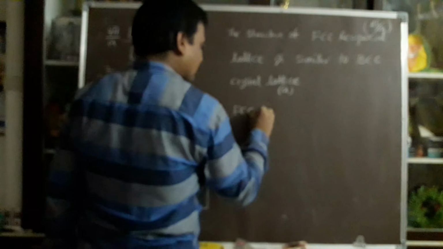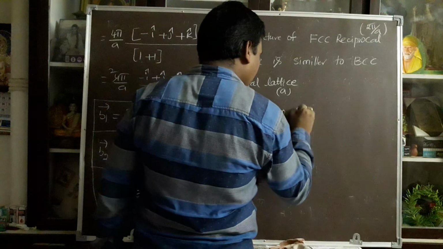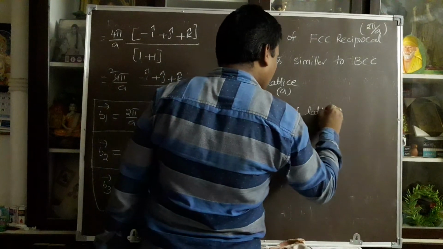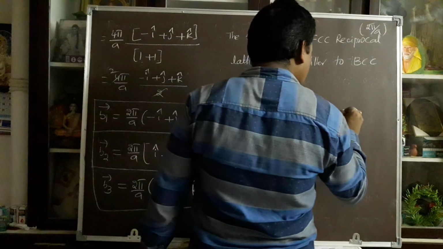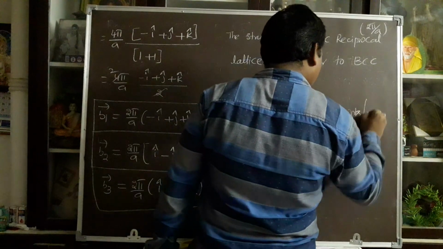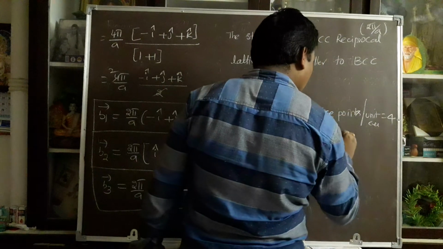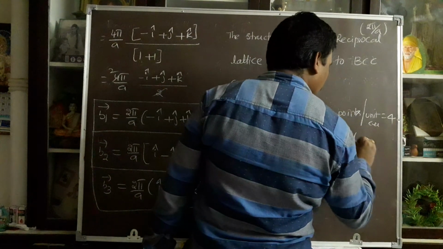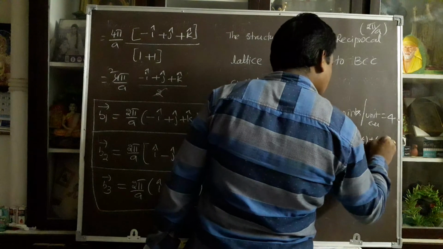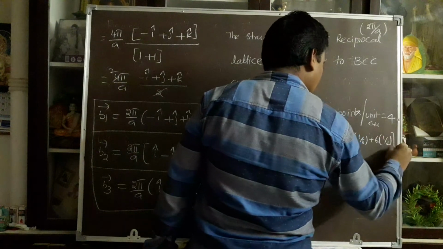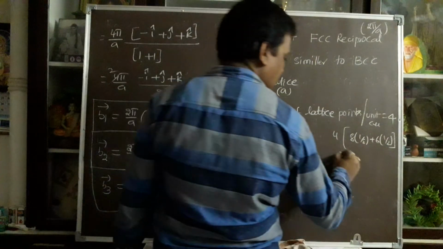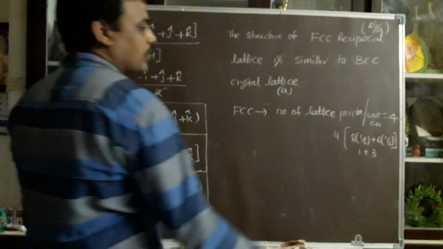In FCC structure, how many lattice points are there? The number of lattice points per unit cell is 4. How do we get that? 4 is nothing but 8 into 1 by 8, plus 6 faces, where every face center lattice point is only half. So this is 1, this is 3, and 1 plus 3 is 4. So totally 4 lattice points per unit cell.